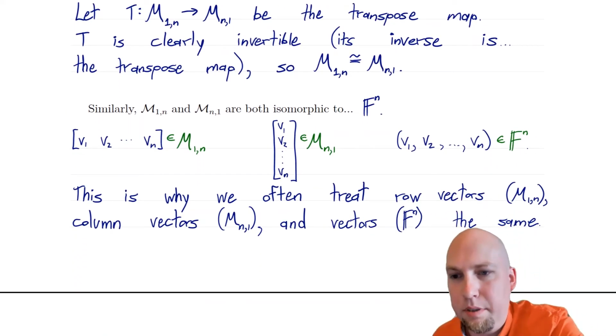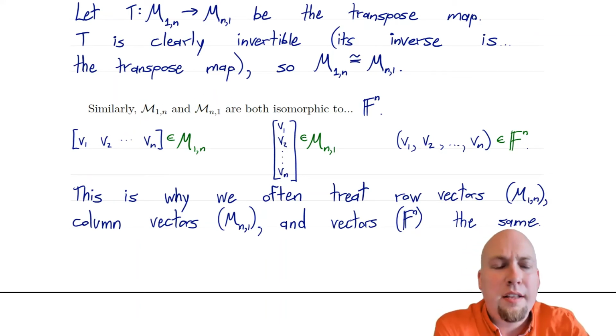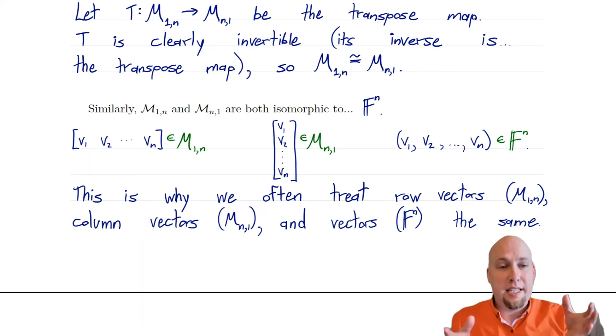All right, let's do another example, or rather, let's talk about a sort of ramped up version of this example. Both of these vector spaces, the row vectors and the column vectors, are actually both also isomorphic to just Fn, okay? So remember, Fn is just a set of vectors as in lists of n numbers.